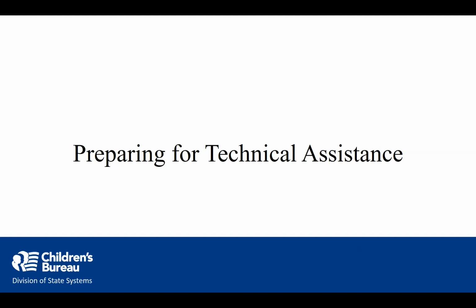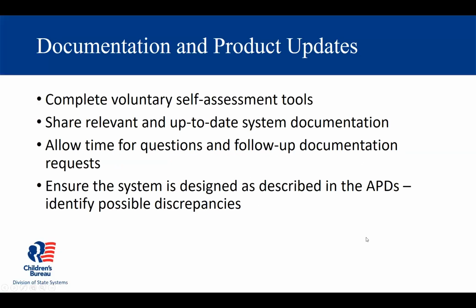Let's move on to the first example of an area where we have a list of activities, and that comes under documentation and product updates. One of the first ones, and we've covered this before, but it's really worth mentioning again, is that it's very helpful to complete the voluntary self-assessment tools. And we will go into this more on November 9th, but this documentation can be useful for many purposes, not just assessing at the end and at different points in the system development.